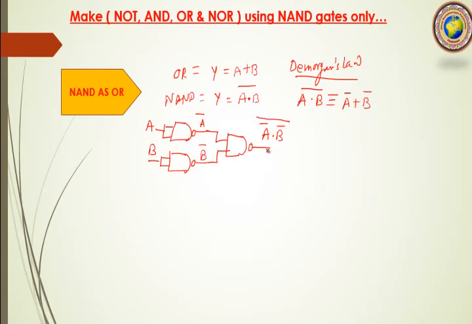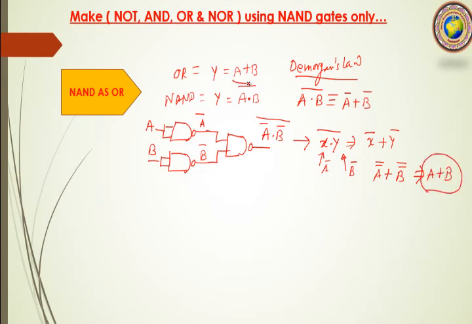Okay, A bar dot B bar whole bar. Now, as per De Morgan's law, we have to check what is happening. Suppose I consider A bar as X and B bar as Y, and the whole bar. So implement here X bar plus Y bar. Now we put X equal to A bar and Y equal to B bar. So here A bar, then B bar, the bars cancel, so this will be changed to A plus B. So this is similar to our OR gate.